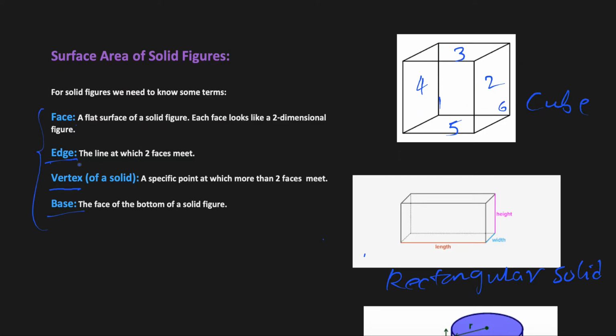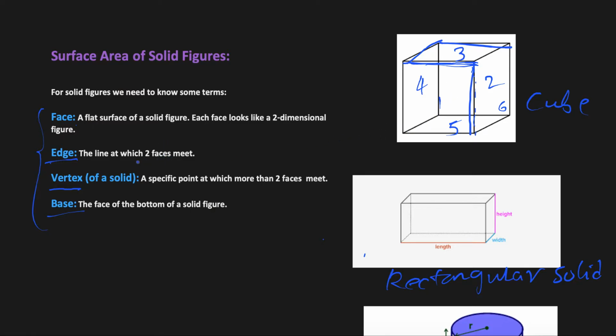The second term is edge. An edge is nothing but all these lines where two faces meet each other. For example, this line is where this face and this face meet. This line is where this face and the top face meet.